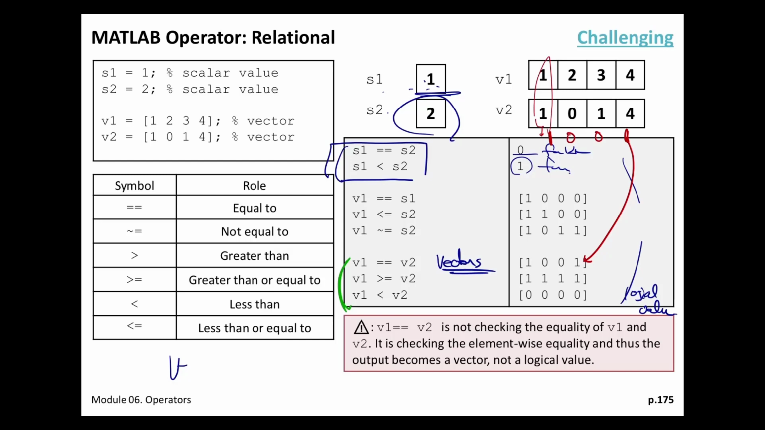V1 is larger than V2, larger than or equal to V2. Yes, yes, yes, yes. That's why you get this vector.